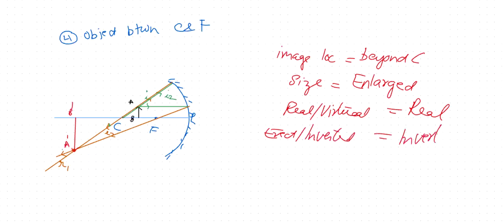Okay, so 4 things for this image. When the object is between C and F, the image formed is beyond C. It is enlarged, that is bigger in size than the object. It is real because actual intersection of the rays happens, and it is inverted. Being a real image, it's inverted. Okay, that means its head is down. Okay, this was our 4th case. We have 2 more left. So let's move on to our next case.